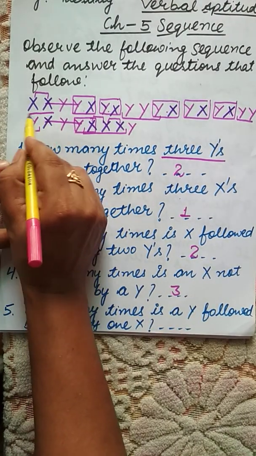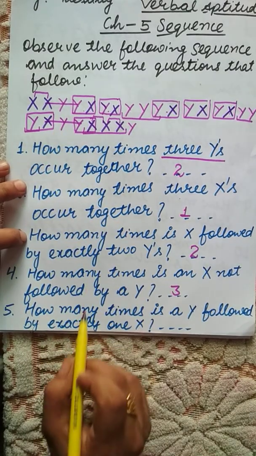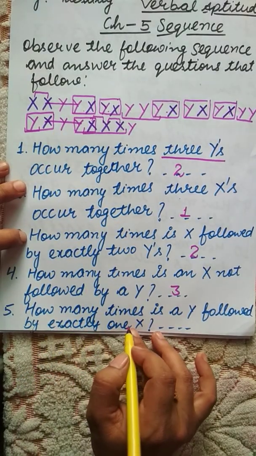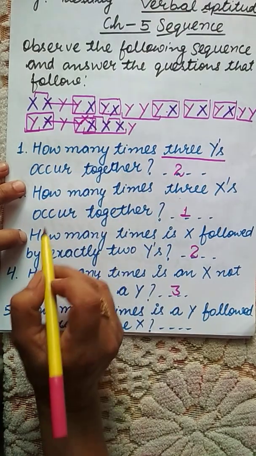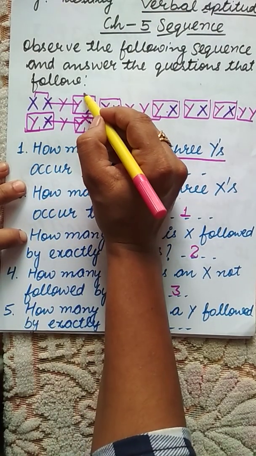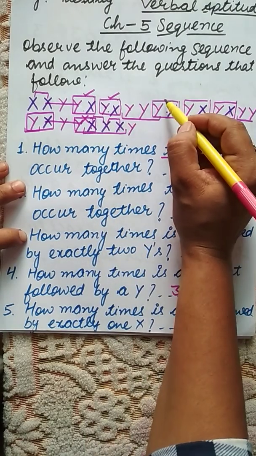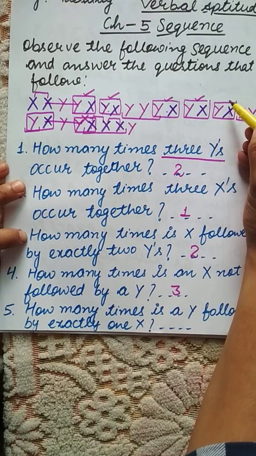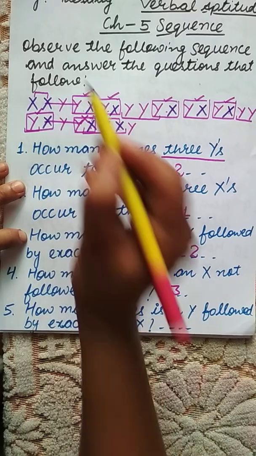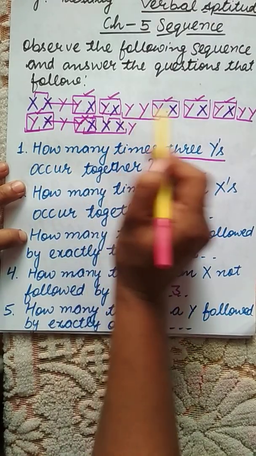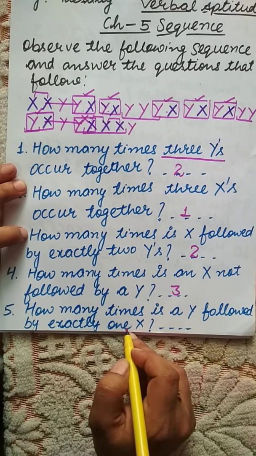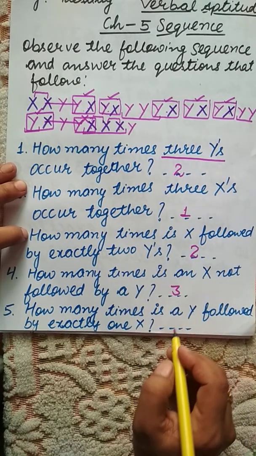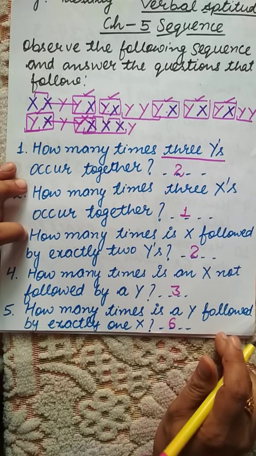This y is followed by x. Now the question is exactly 1 x. Here I have 3 x's, so I will cross it out. The right options are 1, 2, 3, 4, 5 and 6. There are 6 options where y is followed by exactly 1 x. So the right answer is 6.